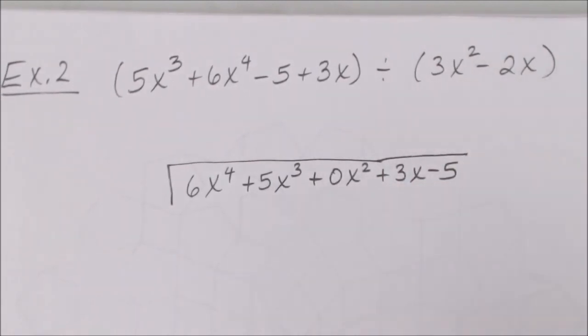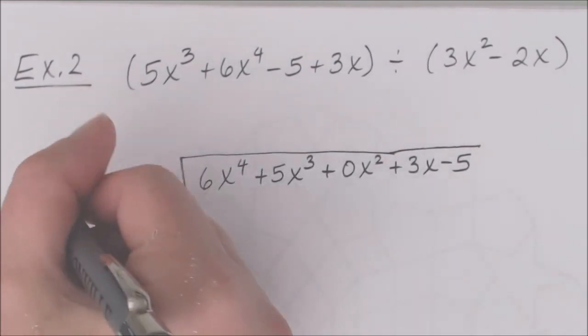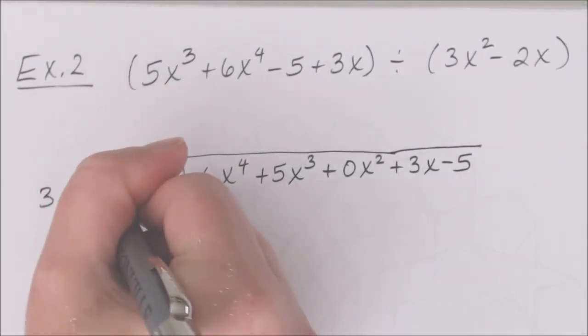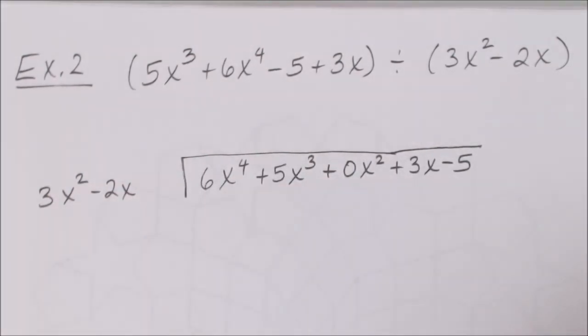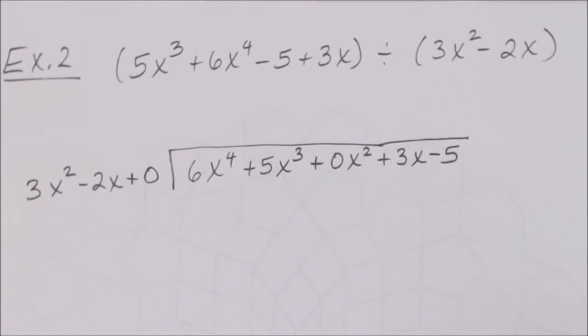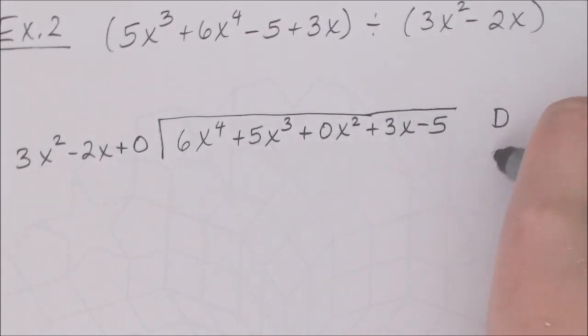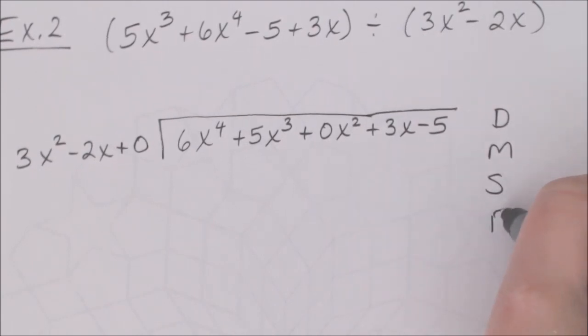So that's descending order. Now what goes in front? That was the thing we were dividing by. So that's 3x squared minus 2x. And again, there's no constant term at the end, so I need a placeholder there, plus 0. Even if it's at the end, don't leave out that placeholder. So let's go through the algorithm. Remember, it's divide, multiply, subtract, and bring down.